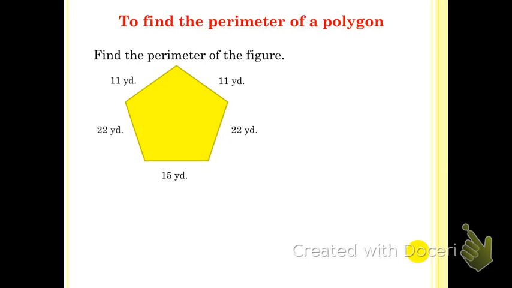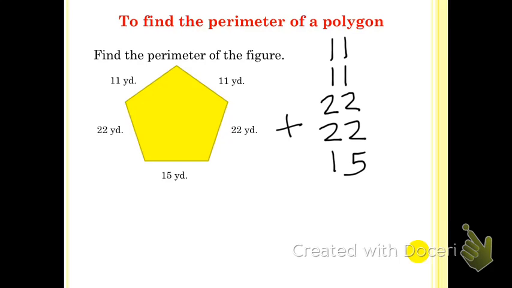Find the perimeter of the figure. Notice each of the side lengths is given in yards, so our unit is yards. 11 yards plus 11 yards plus 22 plus 22 plus 15. 1 plus 1 is 2, 2 plus 2 is 4, 4 plus 2 is 6, and 6 plus 5 is 11. 1 and 1 is 3, 3 plus 2 is 5, 5 plus 2 is 7, and 7 plus 1 is 8. So the perimeter of this pentagon is 81 yards.